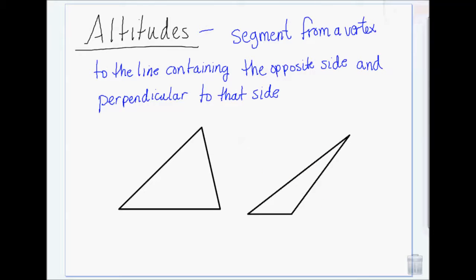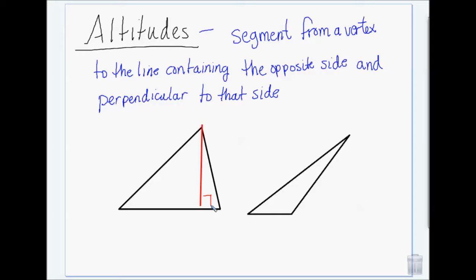All right, so here's what we have. An altitude goes from a vertex to the opposite side and it's perpendicular. An altitude can be a median, but it's not necessarily a median. Medians cut the other side in half, altitudes are just perpendicular. So it has to be a 90-degree angle to the opposite side.